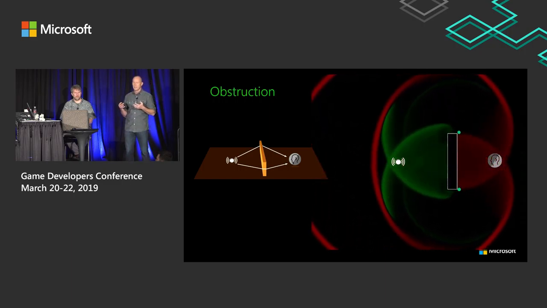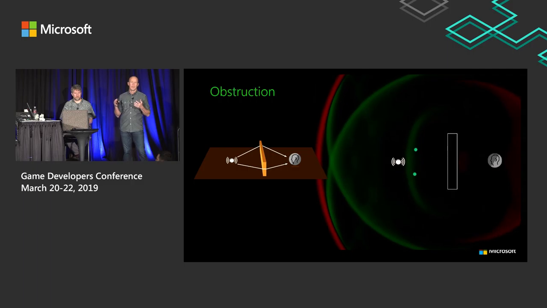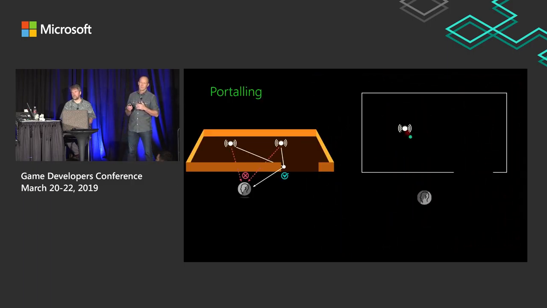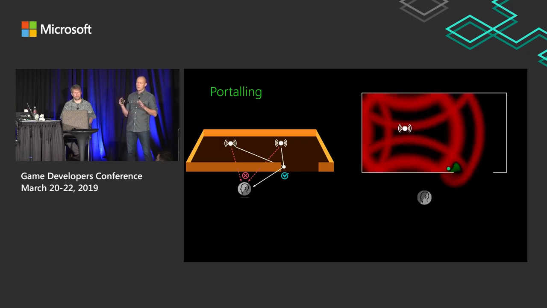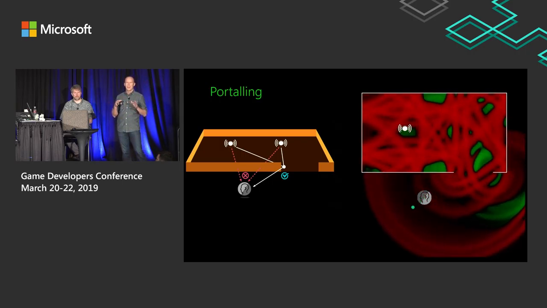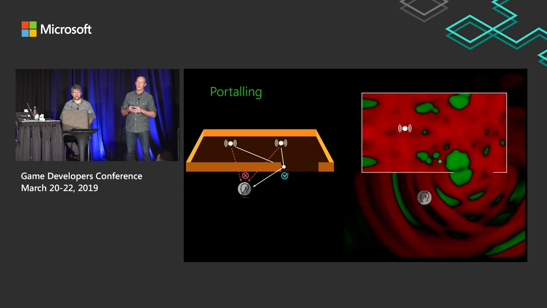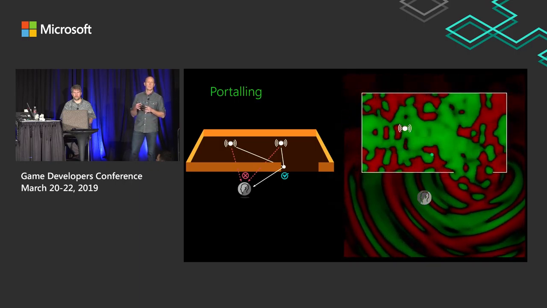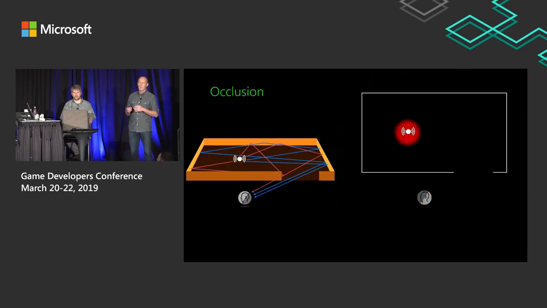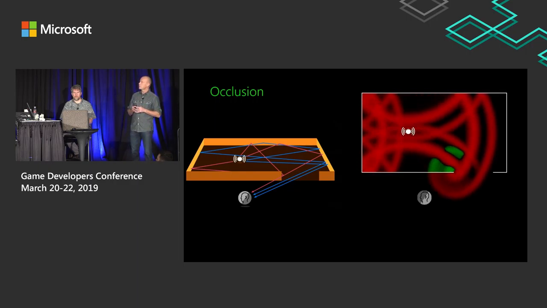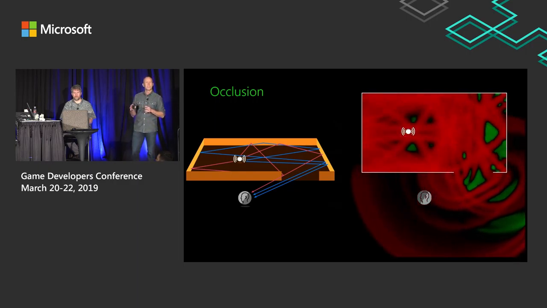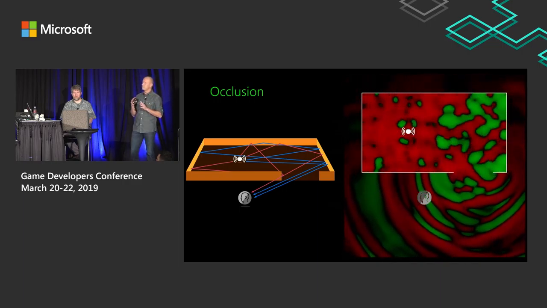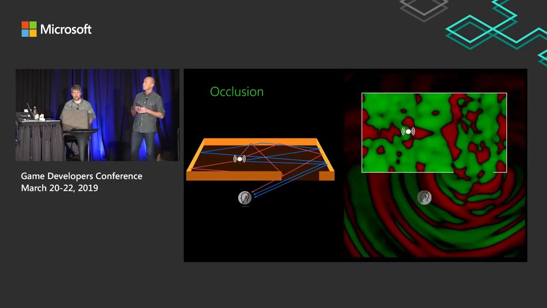We have obstruction, which means that sound is weakened and the perceived direction changes with how the waves diffract around the obstruction. We have portaling. That means the sound arrives around doorways, through doorways, and that provides better spatial cues for the player than if the sound was coming through the wall. And this can be really tough to approximate using traditional methods. And we have occlusion. This means the total reduction in loudness from the scene geometry. It means that sound reaches the listener via complex, reflected, and diffracted waves. And these play a crucial role in player perception.